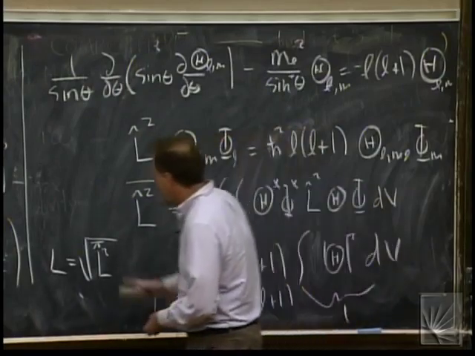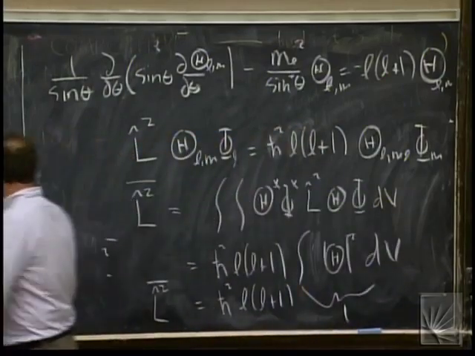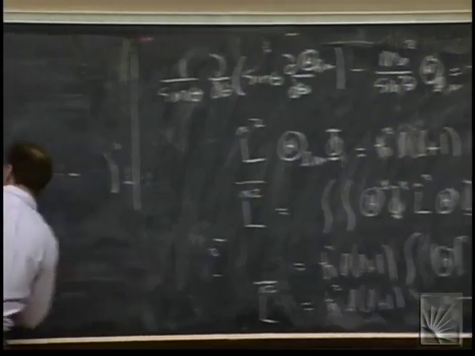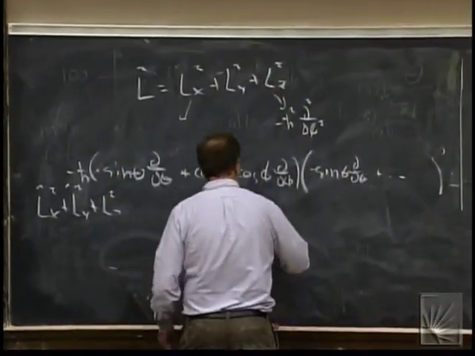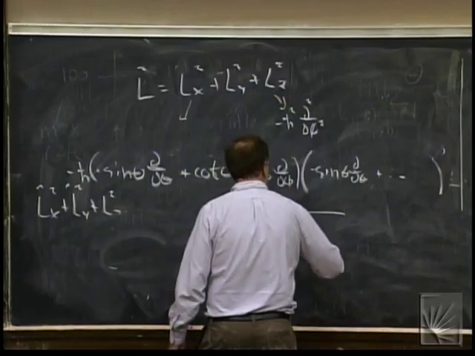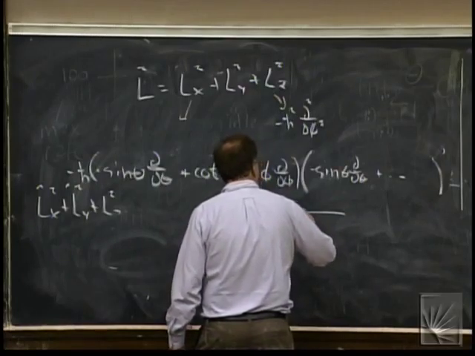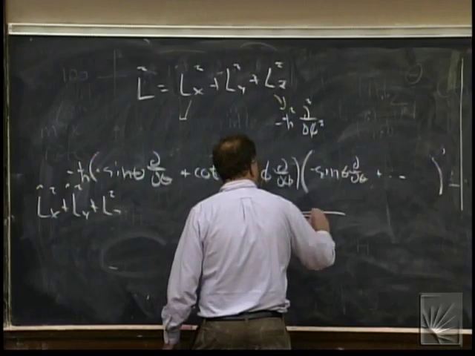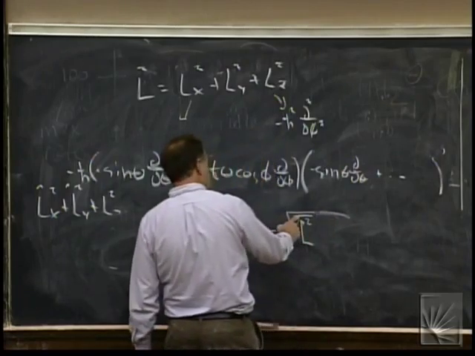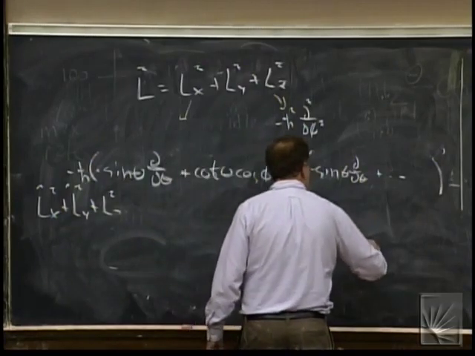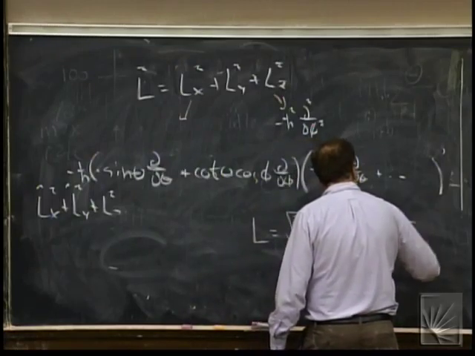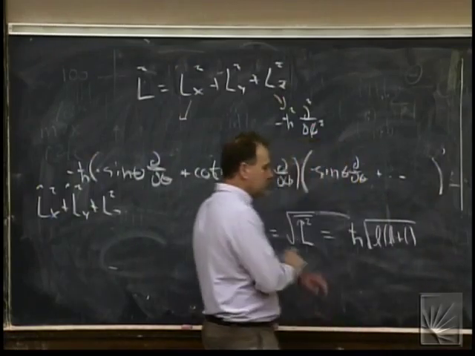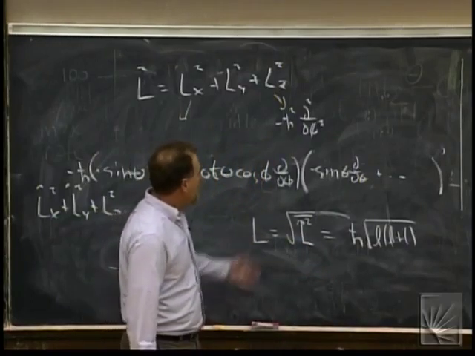Let me not write it there. Sorry, that was a poor move. Let me do it over here. So L equals the square root of L operator squared average. Average meaning taking the expectation value. That is just h bar times the square root of L times L plus 1. Okay? So now I've done it.